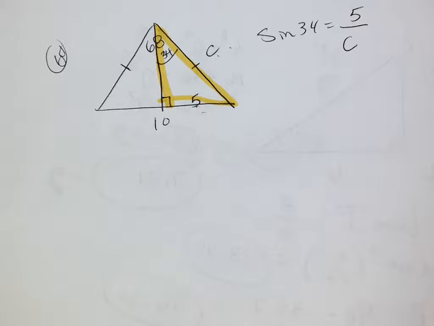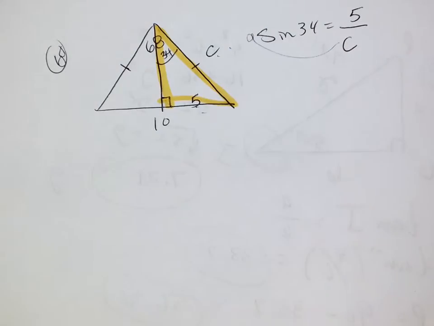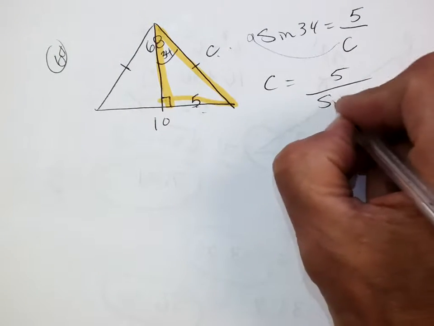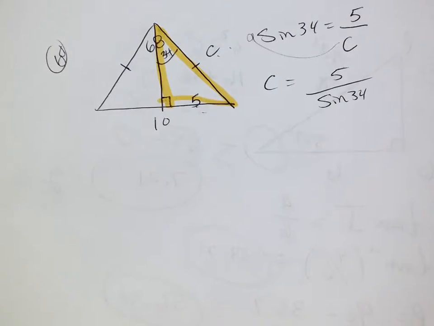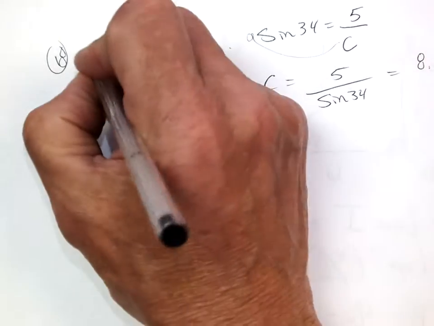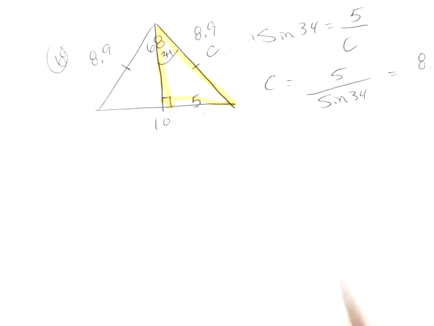I will divide, but bring it up, and then I'll bring the other down. So if I bring the C up here, I'll bring the sine down. So C is equal to 5 divided by sine of 34, and I get an answer of about 8.9, okay? And I'll put the 8.9 on both sides, right?